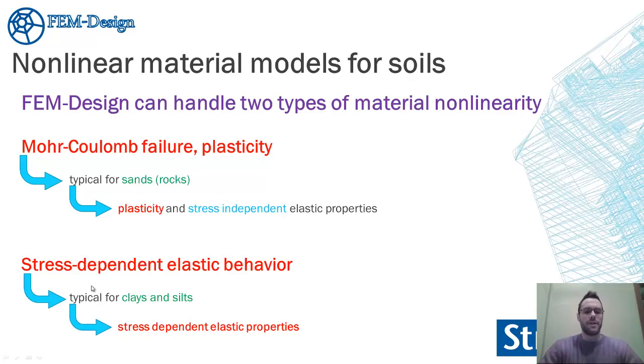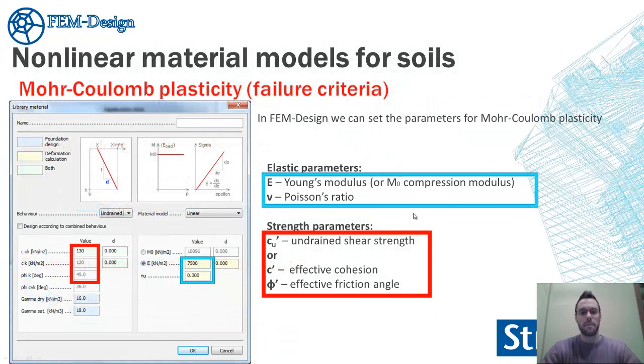The second nonlinearity is the stress dependent elastic behavior. This behavior is typical for clays and silts, and in this case the elastic properties are stress dependent, so we modify the compression modulus, or with another word, or with another input, the elastic modulus during the nonlinear calculation. And we can mix these two types of nonlinearity. We can apply the Mohr Coulomb failure with the stress dependent elastic behavior also.